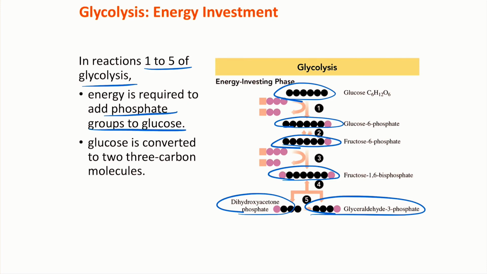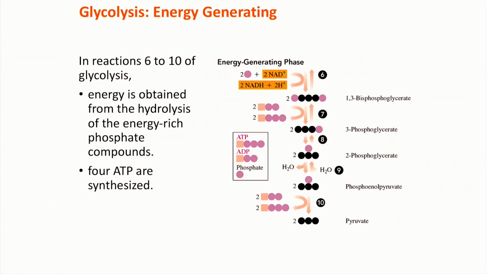In reactions 1 to 5 of glycolysis, you need energy to add the phosphate groups to the glucose. Whenever you see this, it means this is a reaction where an ATP molecule is being used. There are 2 ATP molecules being used in this process, and glucose is converted into 2 3-carbon molecules. Next, in reactions 6 to 10 of glycolysis, you have energy-obtaining processes where NAD creates NADH. The 1,3-bisphosphoglycerate then produces 2 ATP molecules, and finally the 10th reaction also produces 2 molecules.